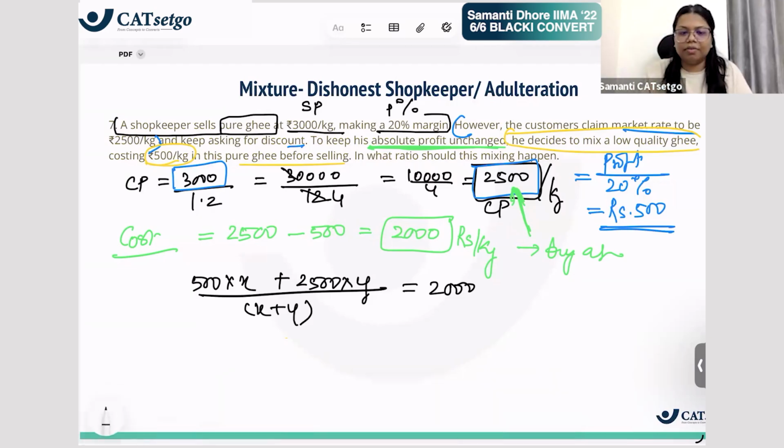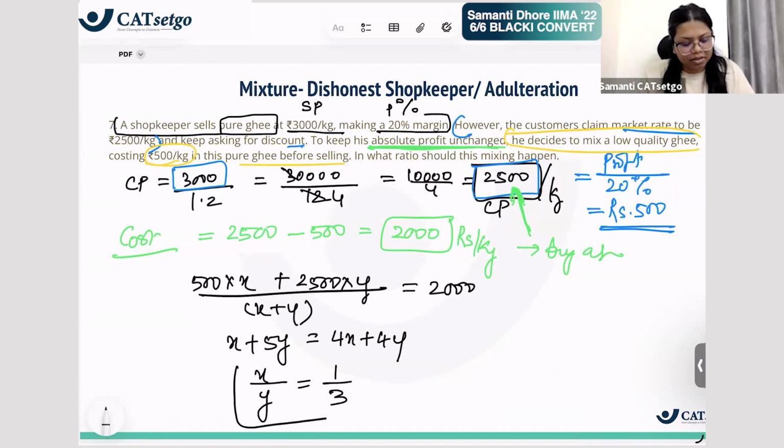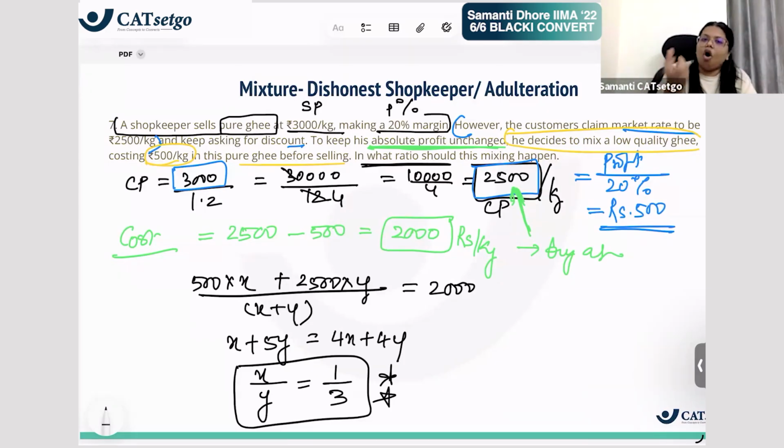So now solve it, make it easy. What happens? X plus 5y is equal to 4x plus 4y, which gives x by y is equal to 1 by 3, right? This is the answer. So in what ratio should the mixing happen? The mixing should happen in the ratio 1:3, where for every 3 parts of pure ghee you take, you put 1 part of impure ghee or low quality ghee, right? Every time you take 3 kgs of pure, you put 1 kg of impure in it.